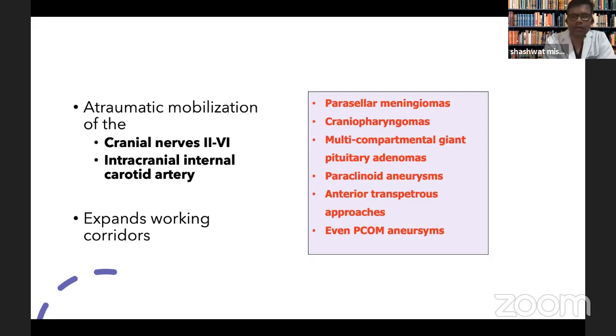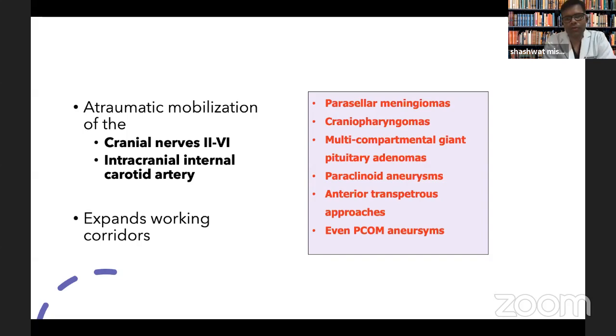The chief advantages, which I feel, are that by opening up the different dural compartments and dissecting around the cavernous sinus, it helps to free up the cranial nerves and also the internal carotid artery, as Dr. Su had described. It also helps to widen the normal corridors that we usually utilize with the trigonal approach.